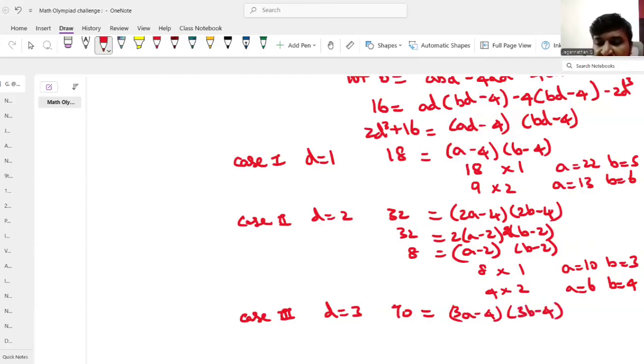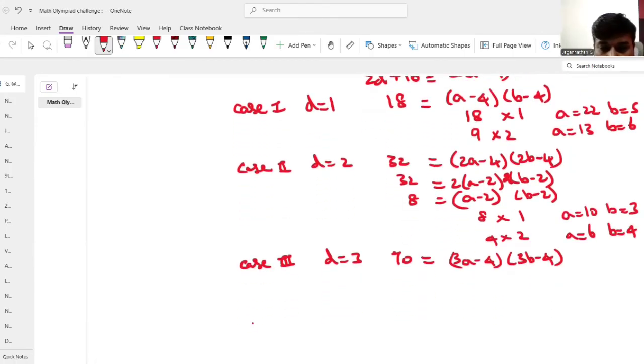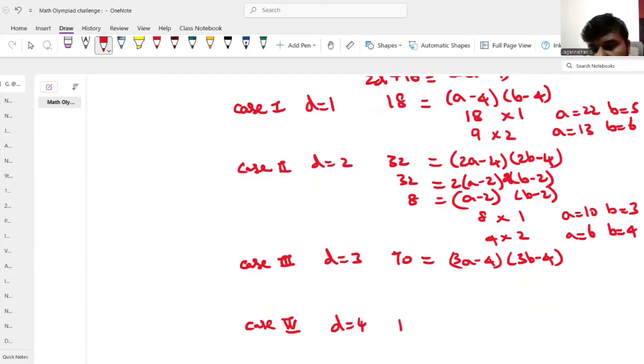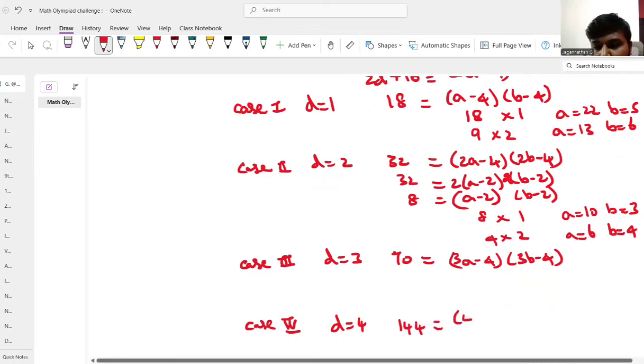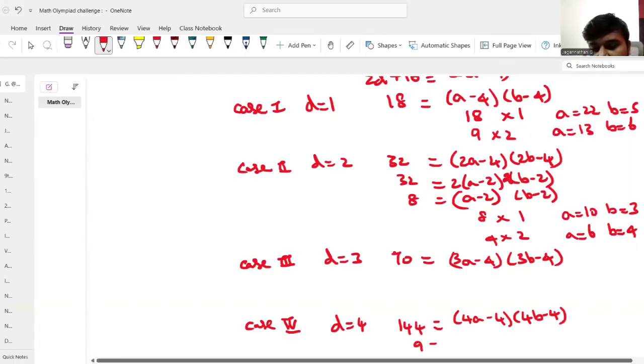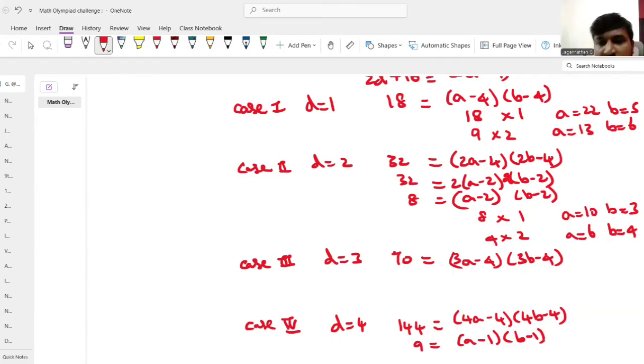Again, you can start writing the cases. I'm not going to do that procedural work. I hope you got to know the most significant part of this question. For D equal to 4, 64, 64 to 128, 128 plus 16, 144 equals 4A minus 4 into 4B minus 4. 4 is common in both cases. You can make it out. 16 will cancel, so 9 will be equal to A minus 1 into B minus 1. Find out all the integer cases and also fill in the value of C. Then you get your friendly rectangles.